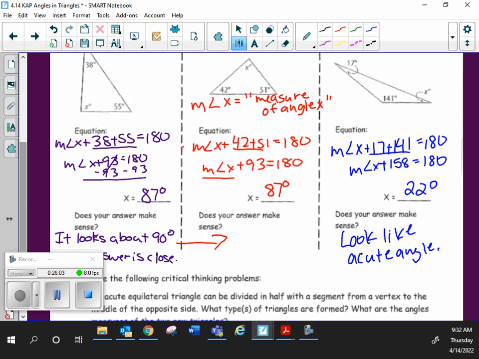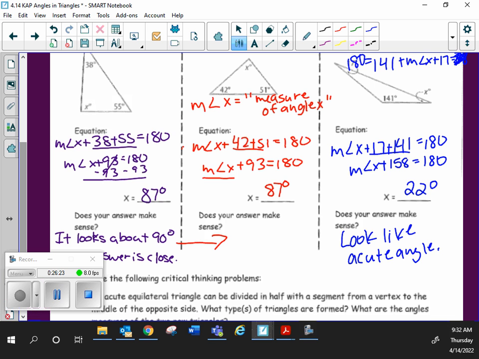If I wrote 141 plus the measure of angle X plus 17 equals 180, would that be correct? Okay. If I put the 180 on this side instead of on this side, would that still be correct? Yes. Okay. I just want to make sure that when you see it in a different order, it's still okay. We good?